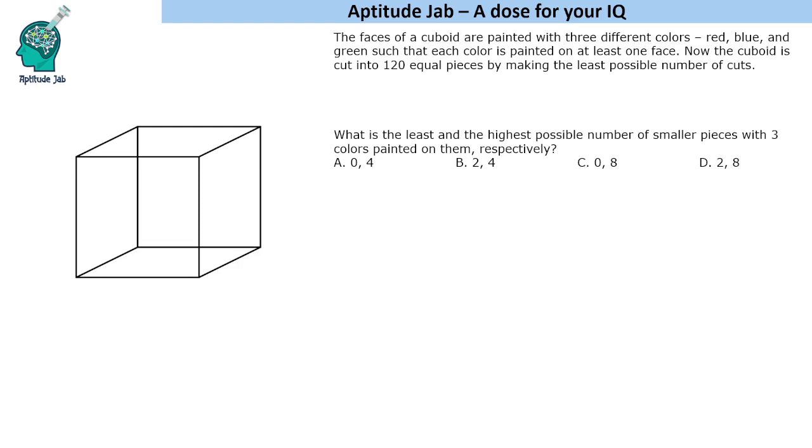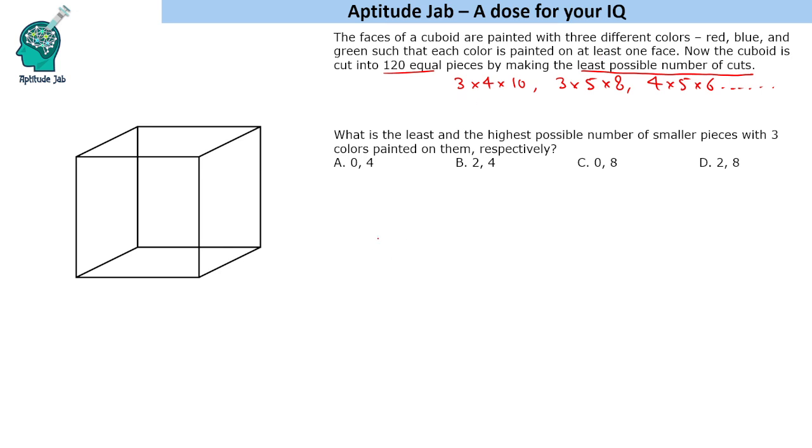So if 120 equal pieces are made, we have to write 120 as a product of three integers. You can write, let's say, 3, 4, 10. You can also say 3, 5, 8, or 4, 5, 6, and so many ways. You can write it as a product of three numbers. But if you have to get the least possible number of cuts, how do we get the least number of cuts?